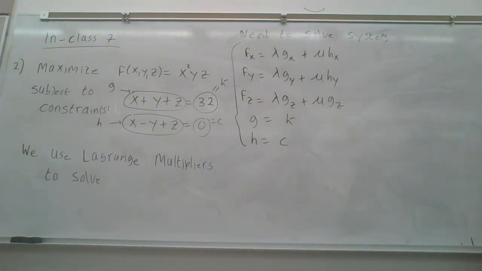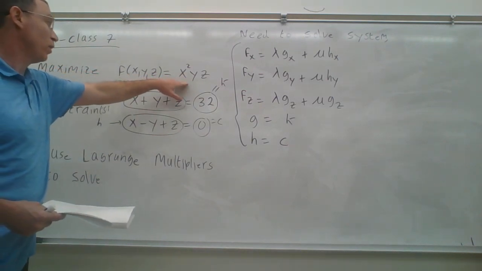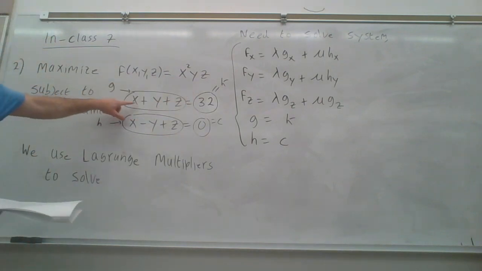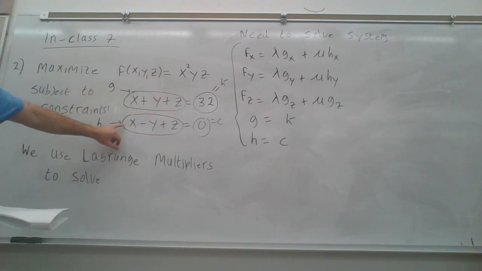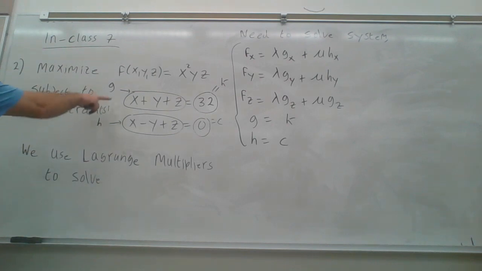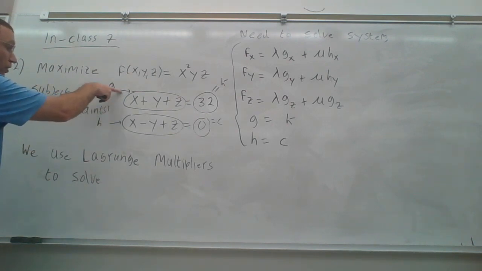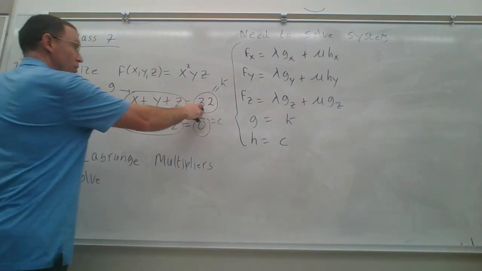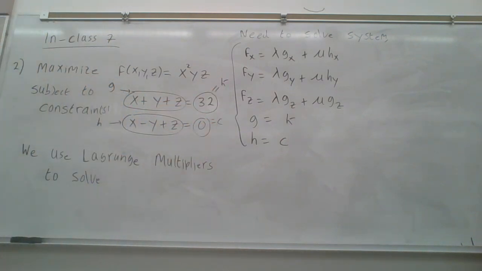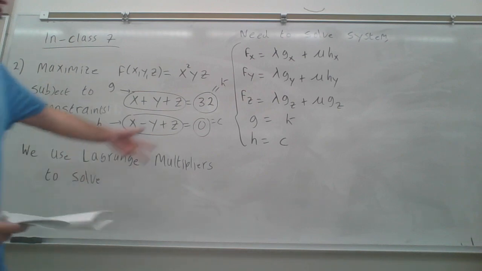Okay, so let's do in class 7, number 2. So we have to maximize the function x squared yz subject to the constraints x plus y plus z is 32, x minus y plus z is 0. So I'm going to call this first constraint, this part g, and this h, and call the 32 k, and the 0 is c. So we're going to use Lagrange multipliers to solve this. So here's the system we're going to have to solve.